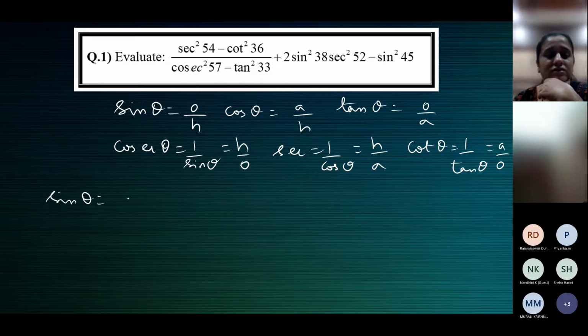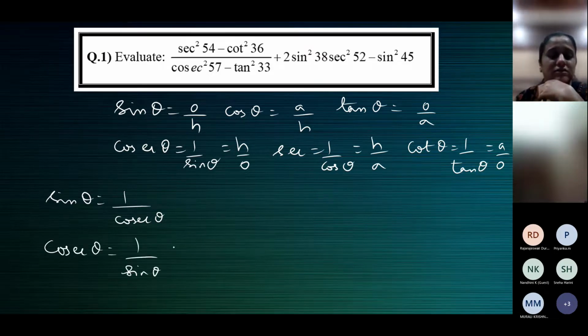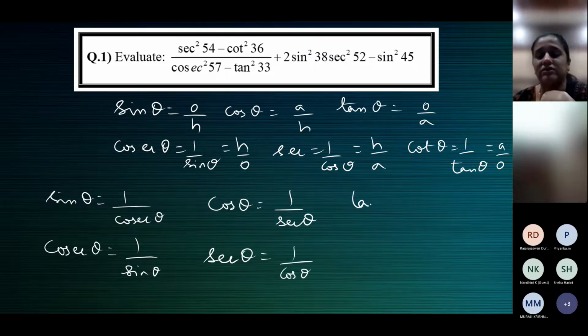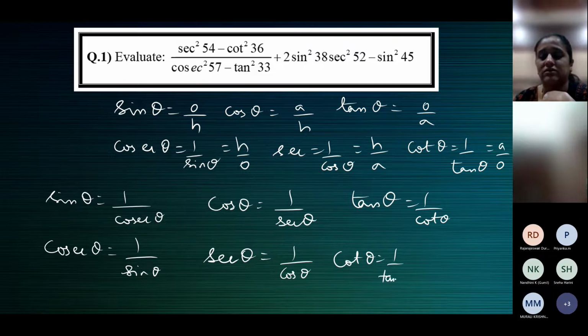Sine theta is 1 by cosecant theta, and cosecant theta is 1 by sine theta. Similarly, cos theta is 1 by secant theta. Secant theta is 1 by cos theta. Tan theta is 1 by cot theta. And cot theta is equal to 1 by tan theta.